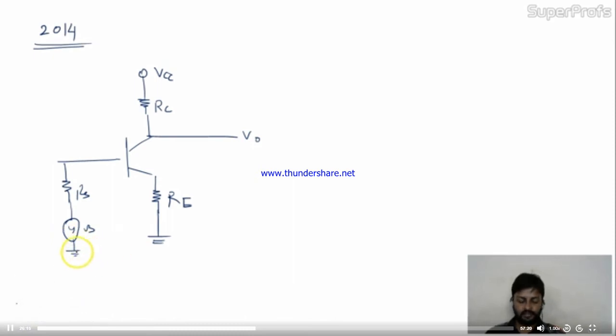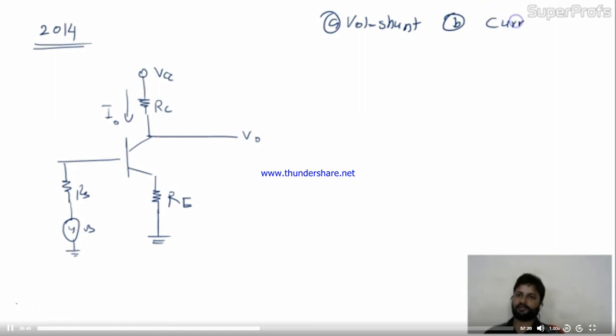Like this. The question reads: the feedback topology in the amplifier circuit, the base bias circuit, is not shown for simplicity in the figure, is. They are not showing the topology, but we have to identify which topology is given over here. Again, the options are: option A is voltage shunt, option B is given current series, C is given current shunt, and D is given voltage series.